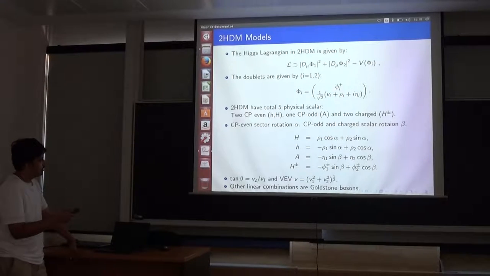These are the ways these things are rotated. The rho, phi and eta are rotated to get the physical degrees of freedom. We take H as the 125 GeV Higgs boson, which was discovered. And in the model, tan beta is defined this way, and that is the standard model vacuum expectation of the Higgs boson, with the other linear combination being the Goldstone boson.